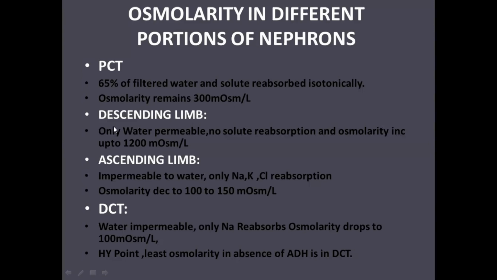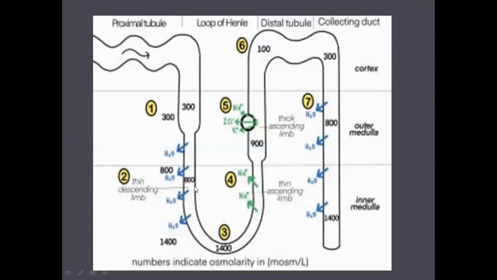Now, moving towards our descending limb. What happens in the descending limb? In the descending limb, there is only water permeability and no solute reabsorption. So in the lumen, there was an equal amount of solute and water, but now the water is going to be lost. So in that lumen, what is left behind is only solute. So what will happen? Osmolarity is dependent on the solute.